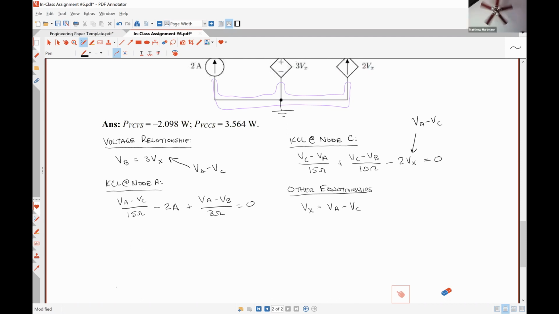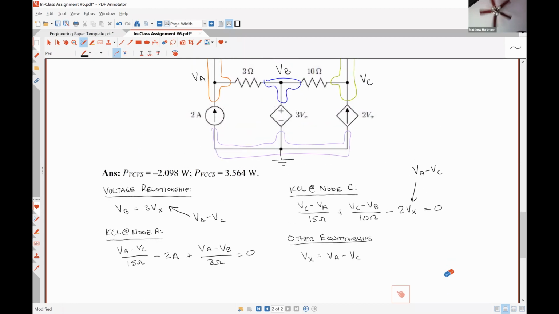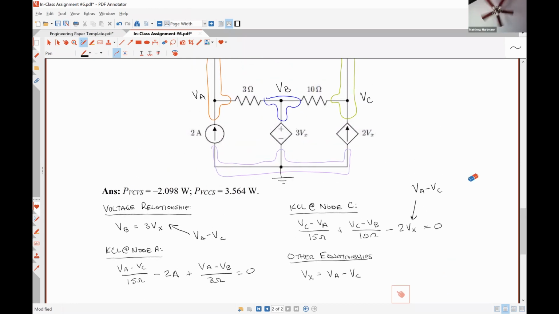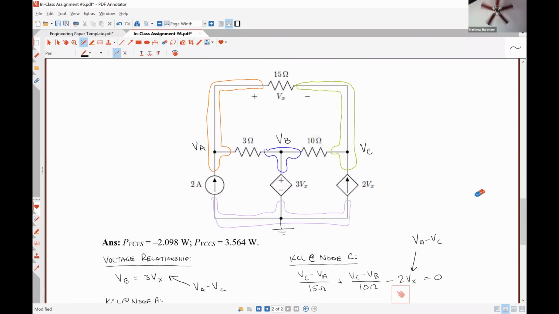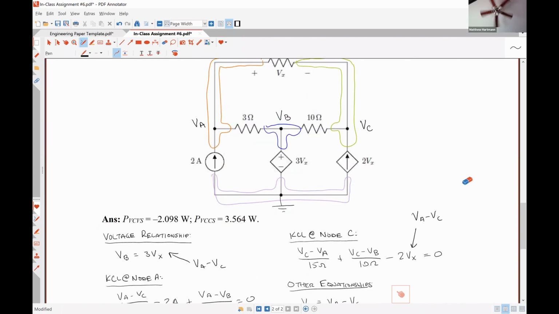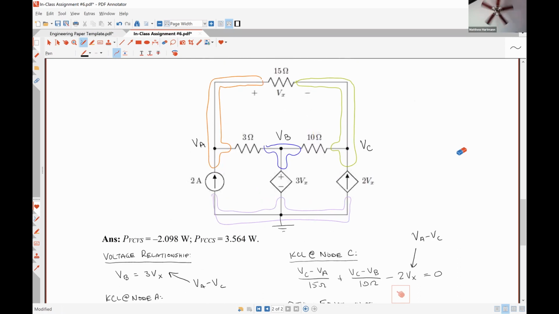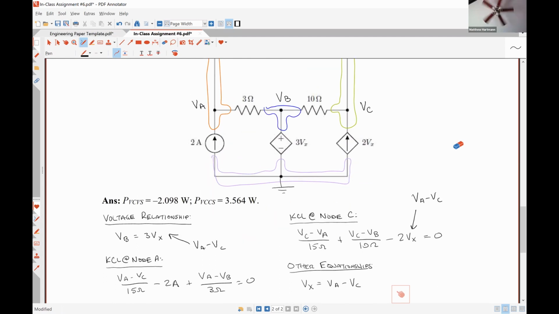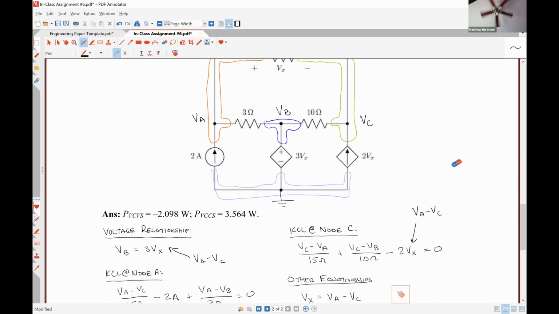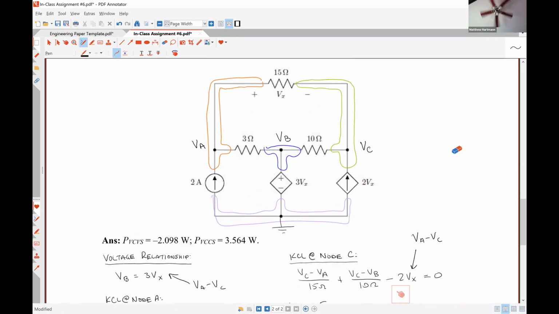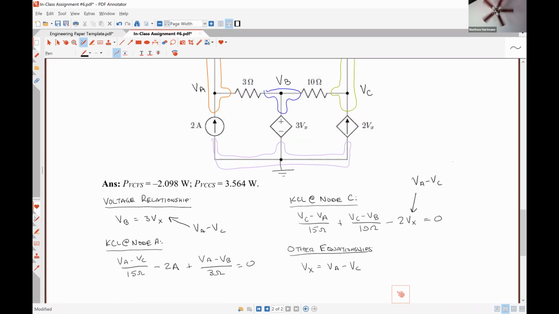All right, so let's see where our mistake was made then. So VB is equal to 3Vx. That's certainly correct. And Vx is equal to VA minus VC. That is also correct. KCL at node A, we're going to have VA minus VC over 15, VA minus VB over 3, minus 2. KCL at node C, we have VC minus VA over 15, VC minus VB over 10, -2 Vx. So I think I just punched something into the calculator wrong. Did you put the KCL at node C equal to? Because I think that might be the problem. Should be equal to 0.